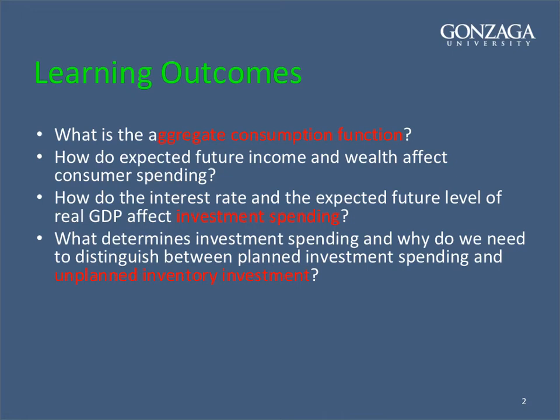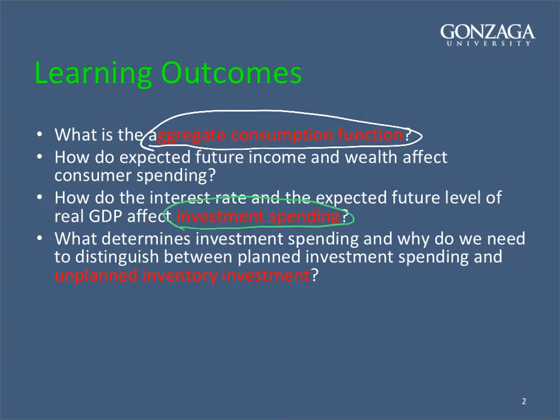So a couple areas that we're going to discuss, some points of focus, are going to be the aggregate consumption function right here. We'll talk a little bit about how investment is determined, how interest rates come in and determine our investment spending. And then the big thing we'll talk about, and this is perhaps the most confusing, is how unplanned inventory investment plays a role in the fluctuations of our business cycle.